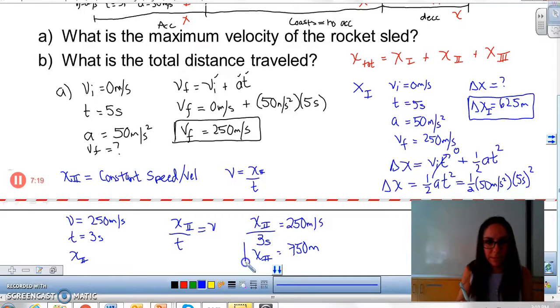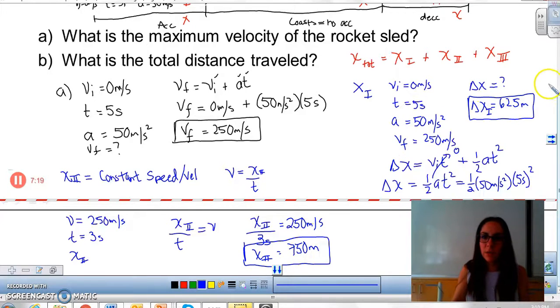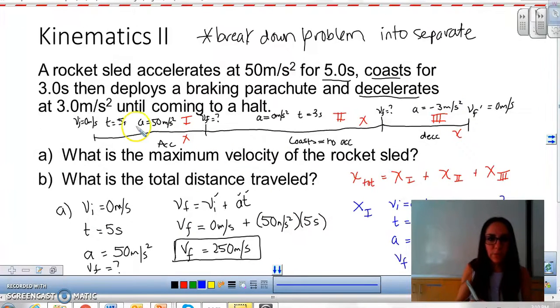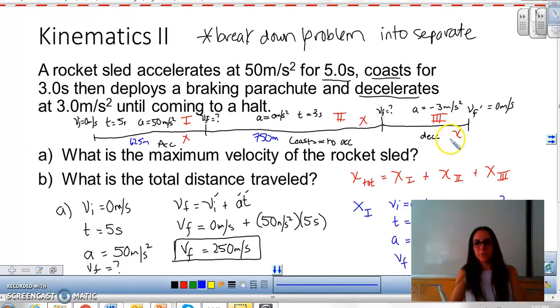I'm just going to box that because I'm going to need that for later. So notice that I box my answers sometimes because, like I said, I'm going to need them for later. So far we have that this is 625 meters, and this is 750 meters. Now we're going to calculate this section. Since we're maintaining our speed, the velocity here is going to be 250 meters per second.